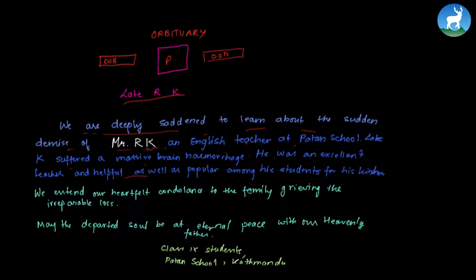So this is how he was. This is his behavior, how he was. And this is a message to the family. And this line states the wish that you have for God, that may the soul rest in peace. So we have some more examples extracted from the English dailies. Just refer to that if you need some more references.